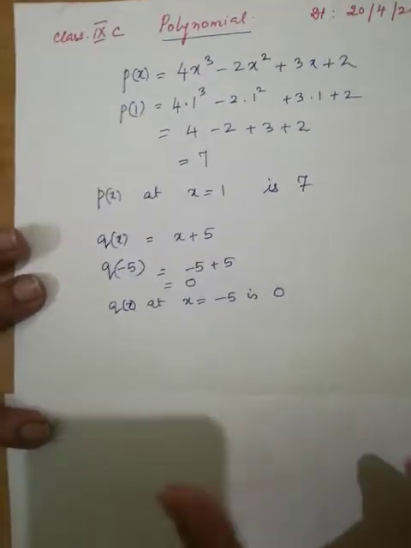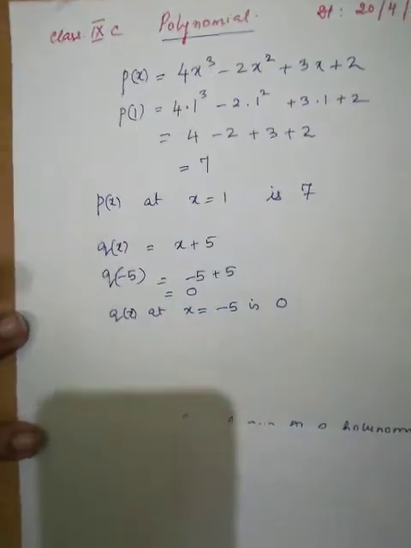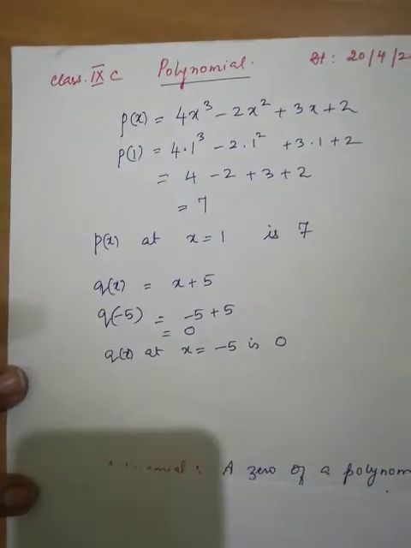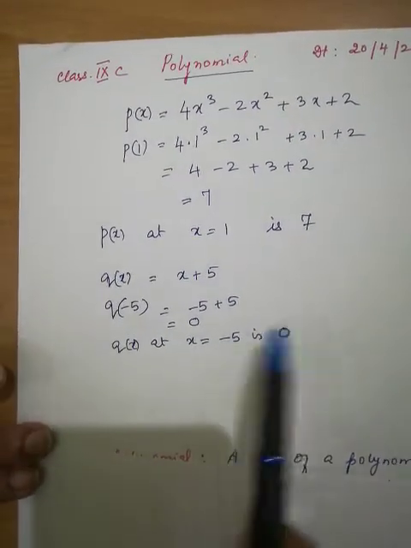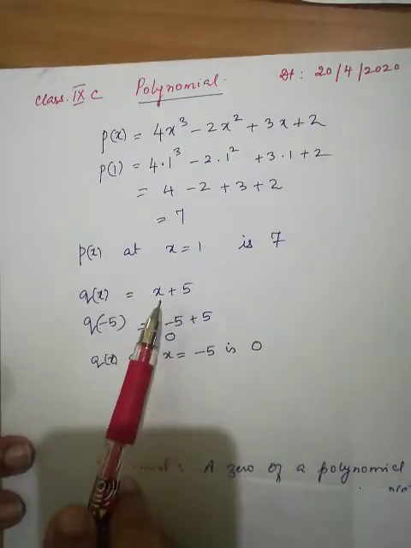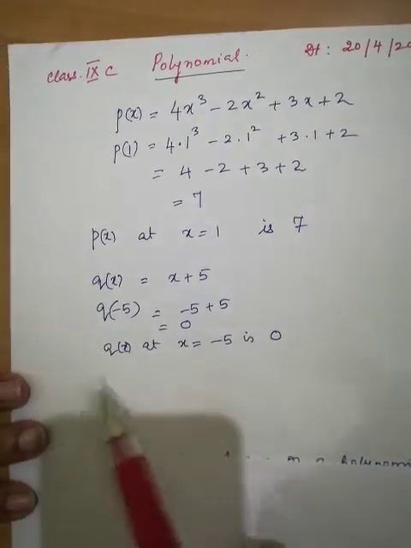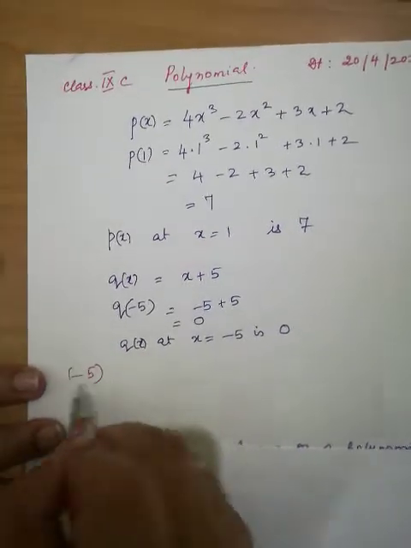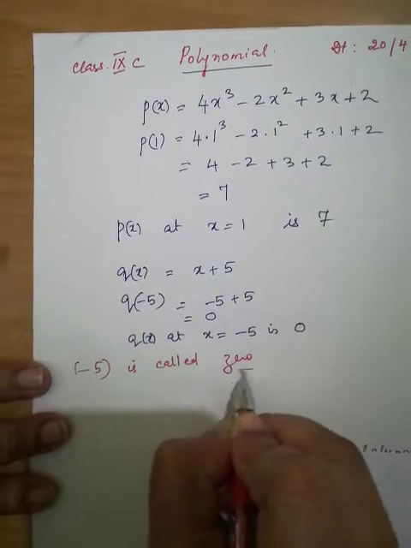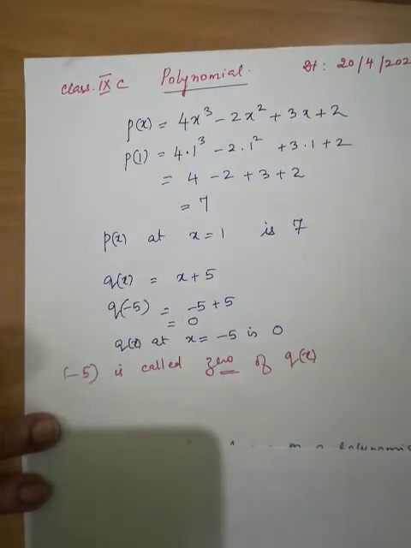Okay. So children, the difference you see from both the examples is, in one we get a constant number 7, whereas in the other we get 0. In the second one, when you substitute minus 5, the polynomial changes into 0. Therefore, this minus 5 is called a zero of the polynomial q(x).